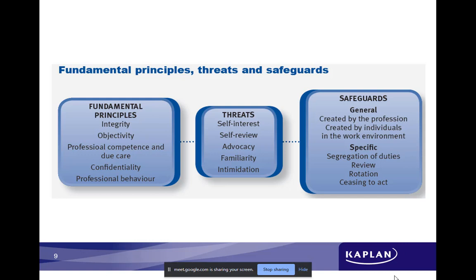The third cardinal principle of professional ethics is professional competence and due care. We'll talk about each of them in some more detail. So at this time, I'm just mentioning them. What generally it means is that auditors must carry out their work in a professional way. They must also be competent in their job as auditors, and they must proceed with their work with due care and diligence.